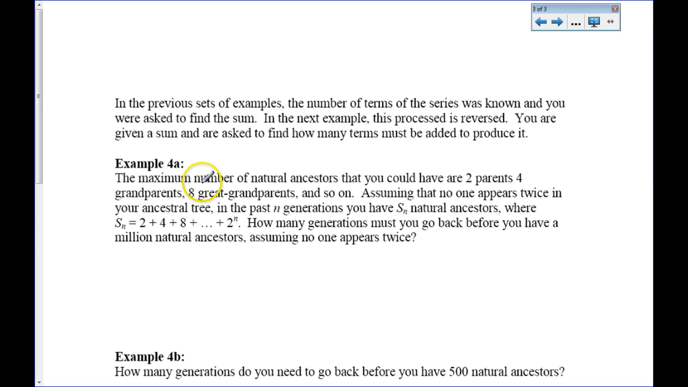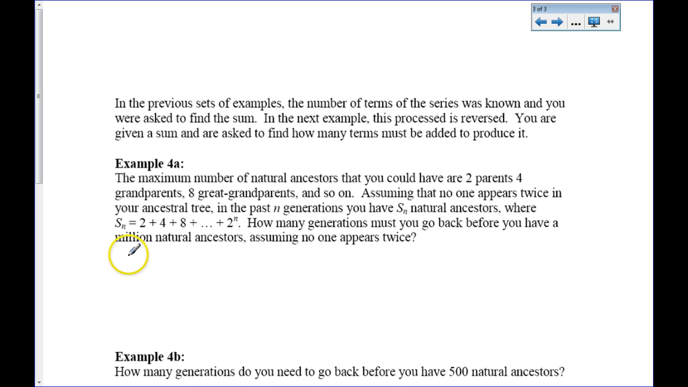So in this case, the maximum number of natural ancestors that you could have are 2 parents, 4 grandparents, 8 great-grandparents, and so on. Assuming that no one appears twice in your ancestral tree, in the past n generations, you have S sub n natural ancestors. So does that make sense to you where they got that? How many generations must you go back before you have 1 million natural ancestors, assuming no one appears twice?